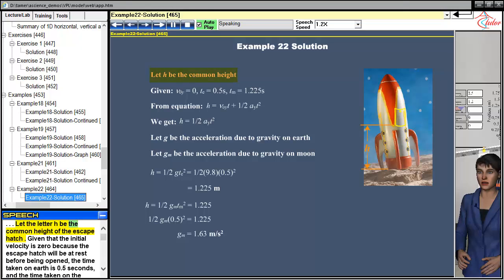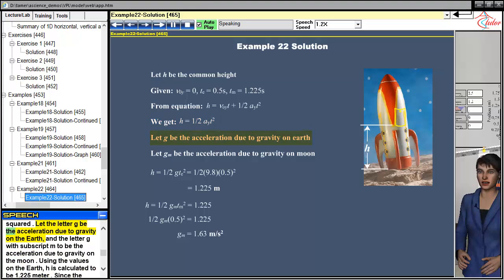Let the letter h be the common height of the escape hatch. Given that the initial velocity is 0 because the escape hatch will be at rest before being opened. The time taken on Earth is 0.5 seconds. And the time taken on the Moon is 1.225 seconds. We use a constant acceleration equation that involves time and displacement to solve this problem. Substituting the initial velocity as 0 reduces the above equation to h equals half times acceleration times time squared.